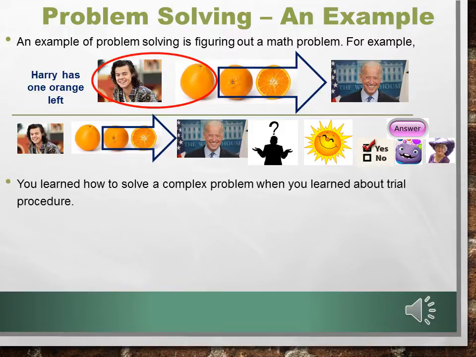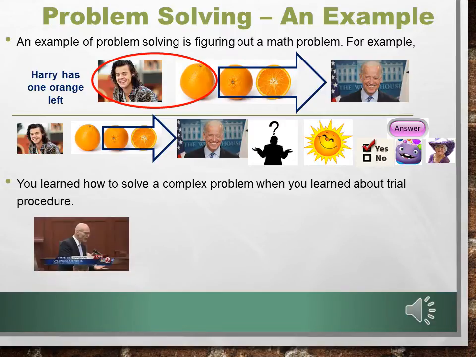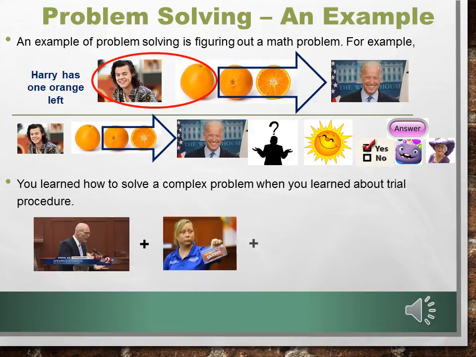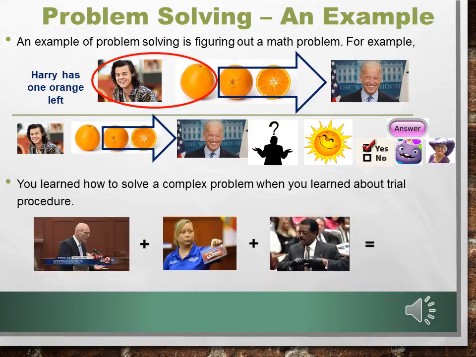You learned how to solve a complex problem when you learned about trial procedure. You learned that you need to have opening statements plus witness testimony plus closing arguments to equal a jury or bench trial. And here's the thing, all of this needs to happen in this order to successfully complete a trial. Go to the next slide.